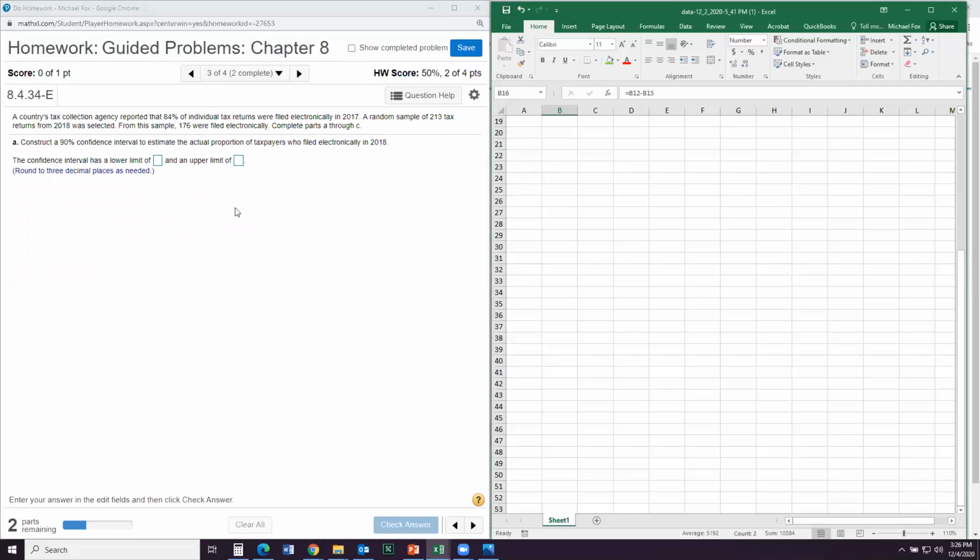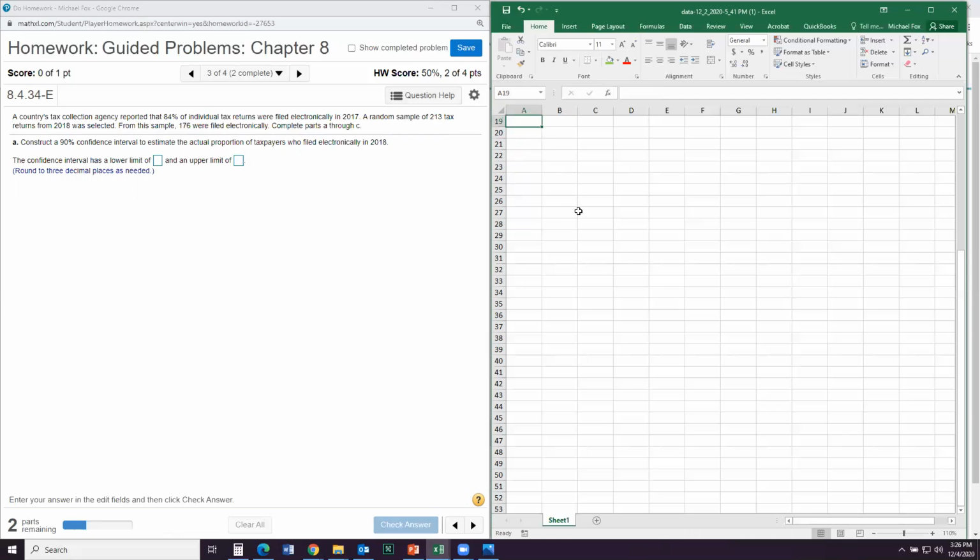So this one involves a proportion. So unfortunately, unlike the other two where we're able to just use confidence.norm or confidence.t, with a proportion, we can't do that. With a proportion, we have to actually use a formula. So that's a little bit of a hassle. So let's start with what we know.